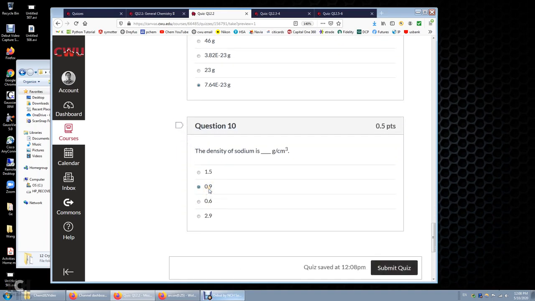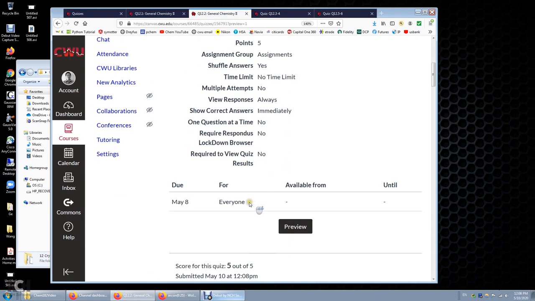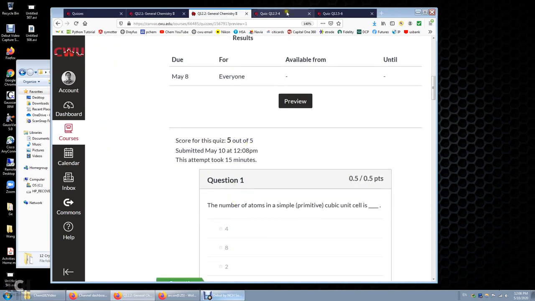So look, the density of sodium is lower than the density of water. If you threw sodium in water, it's going to float on the surface of water. That's interesting. Submit quiz. Let's see, 5 out of 5. So we move on.